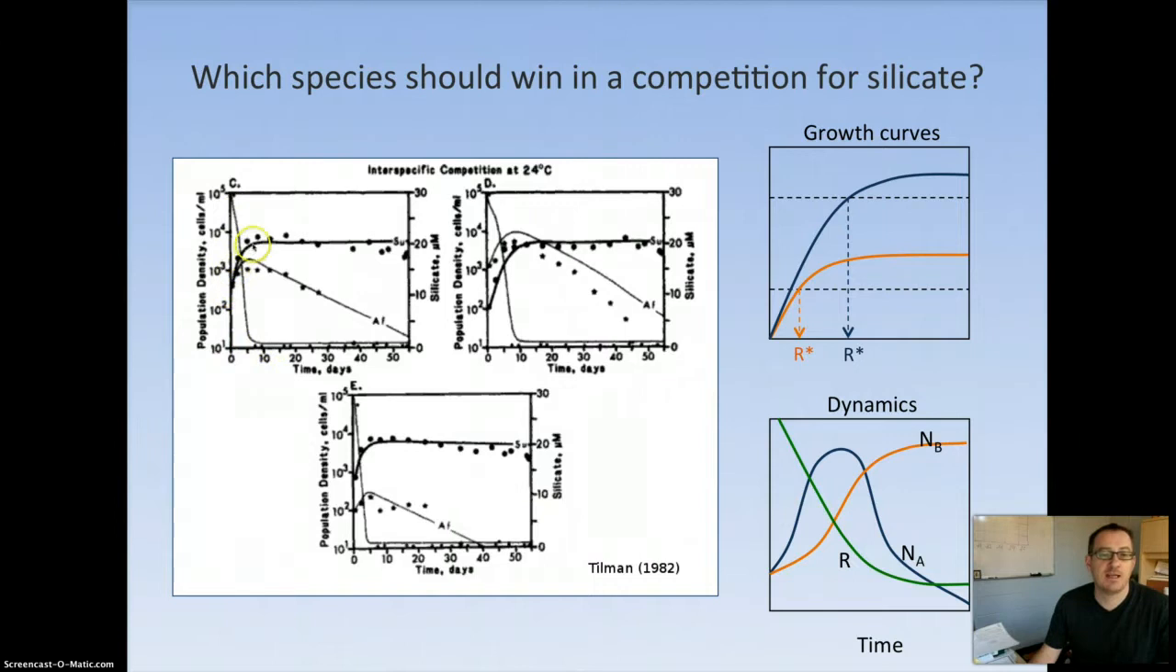And we note that it's S. ulna that grows and maintains itself at this relatively low resource concentration. It's not a high enough concentration for the other species to maintain itself. And so in all three of these experiments, we see S. ulna winning out, just as we predicted from R star theory.